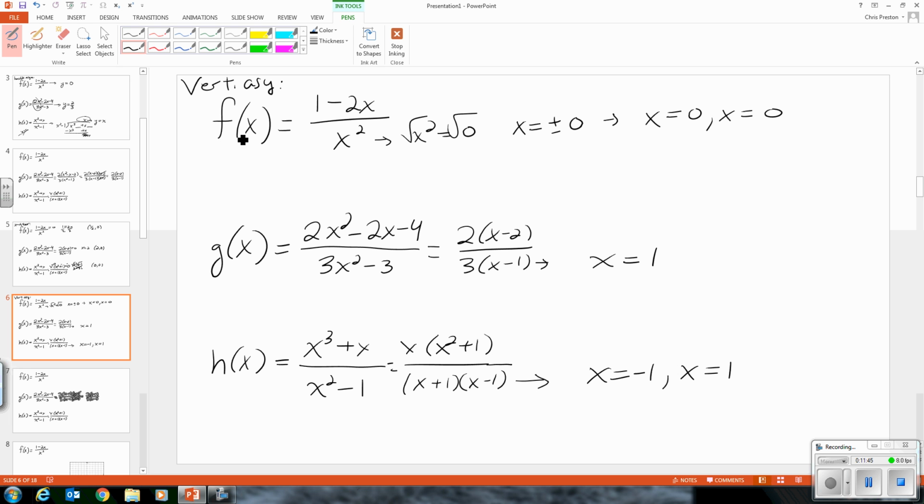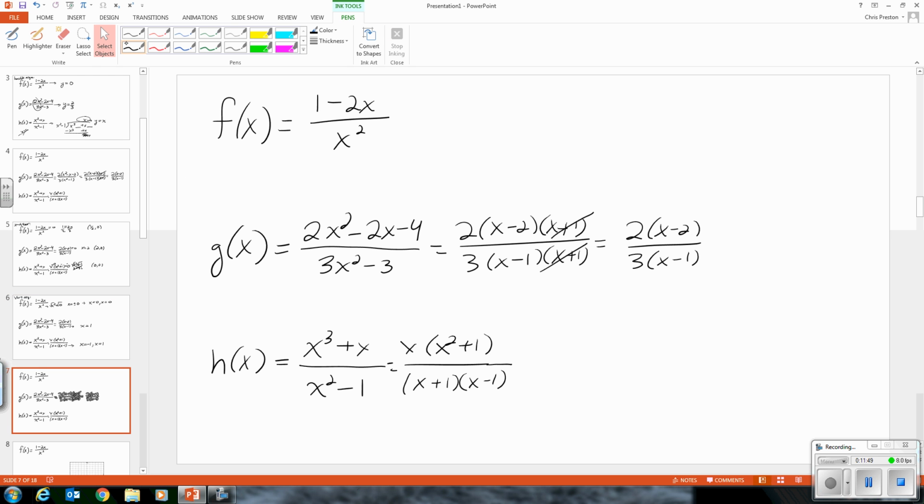So now, let's say you find the vertical asymptote, what makes the bottom 0. Now I'm going to look at any points of discontinuity.